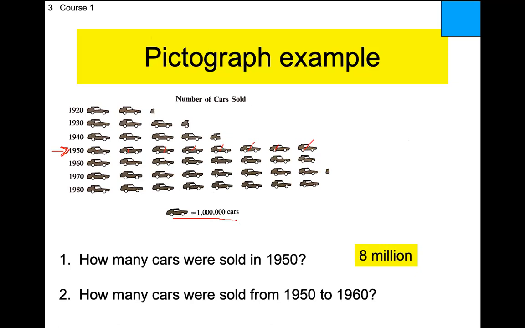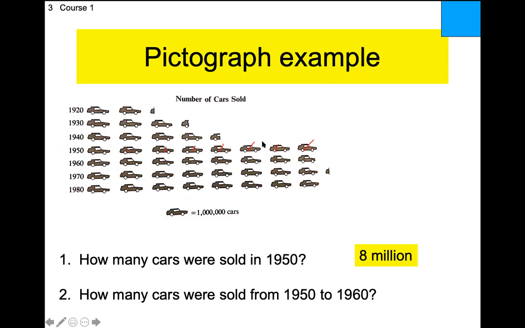Or 19. It's not per se. It doesn't say during the decade. It says specifically for 1950. This is a bit more challenging. It says how many cars were sold from 1950 to 1960. That kind of leads me to believe that it is a decade question, though.